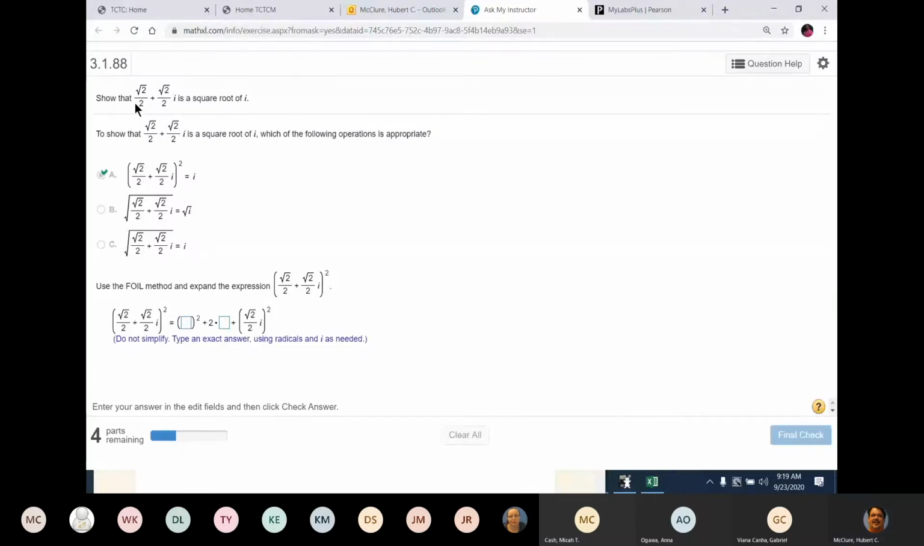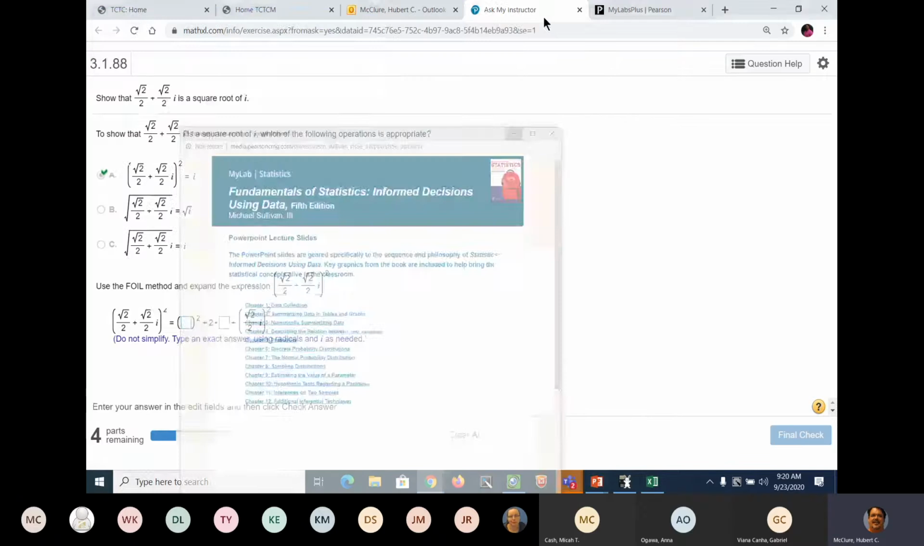Okay. Oh my Lord. This is not a test question. It's a stupid question. I don't know why this question is on here. But what they're wanting you to do is show that this is a square root of i. So they want you to square both sides to equal i. Okay, so this is what they're wanting you to do. This is just a drill on algebra if you can do it.